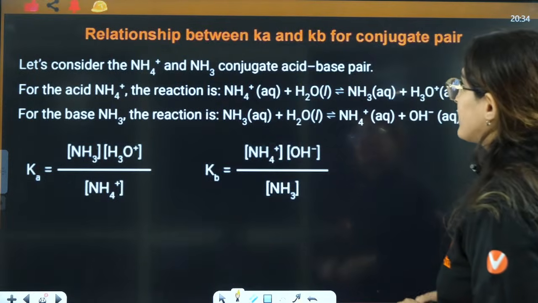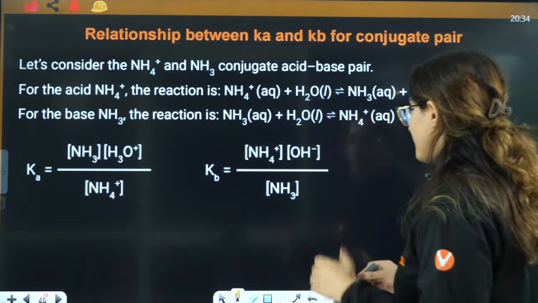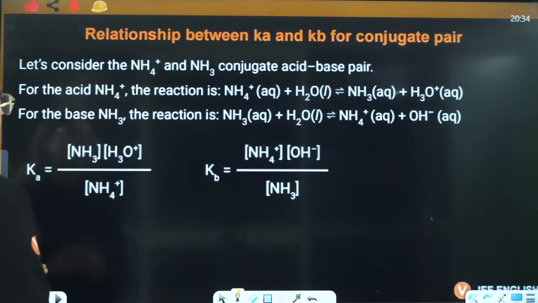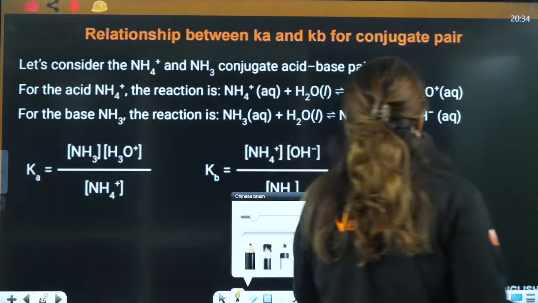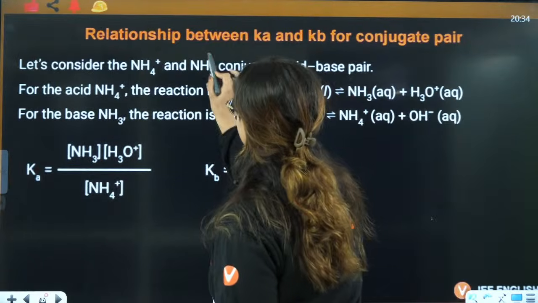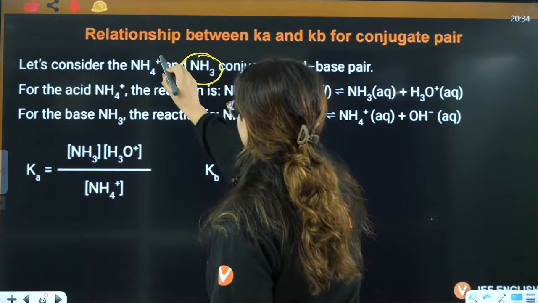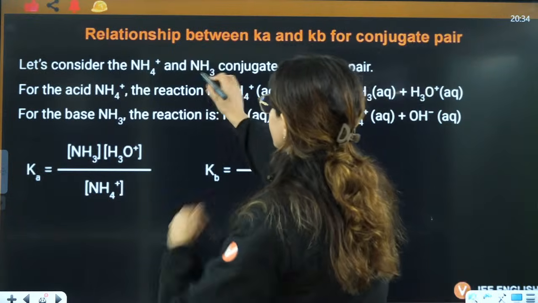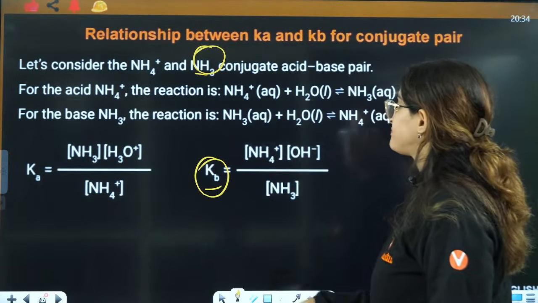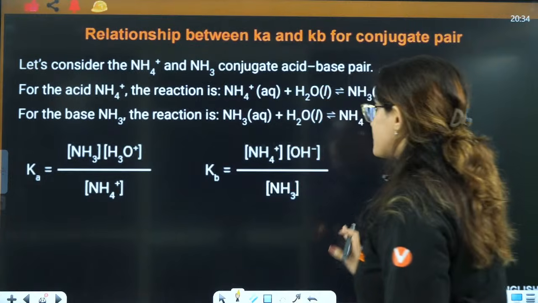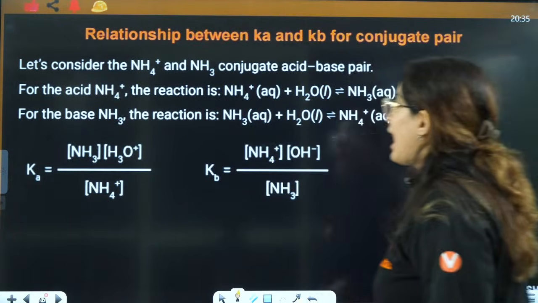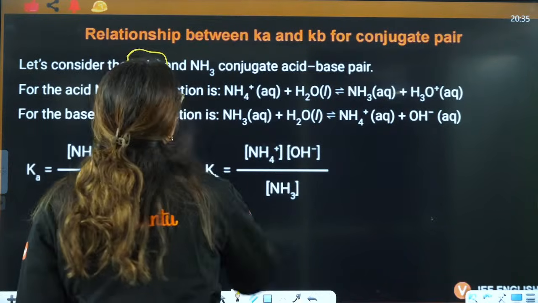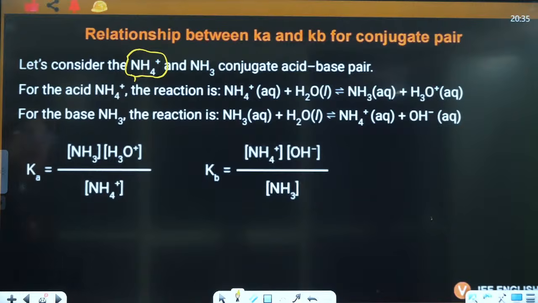So see one thing, relationship between Ka and Kb. Now this is the case. Let's consider NH4 positive and NH3 conjugate base pair. So let's say this is the base and this is the conjugate acid. Okay. So if I say this is the base, base will have Kb, right? Base will have Kb, and Ka is for the conjugate acid. Conjugate acid is going to have Ka.